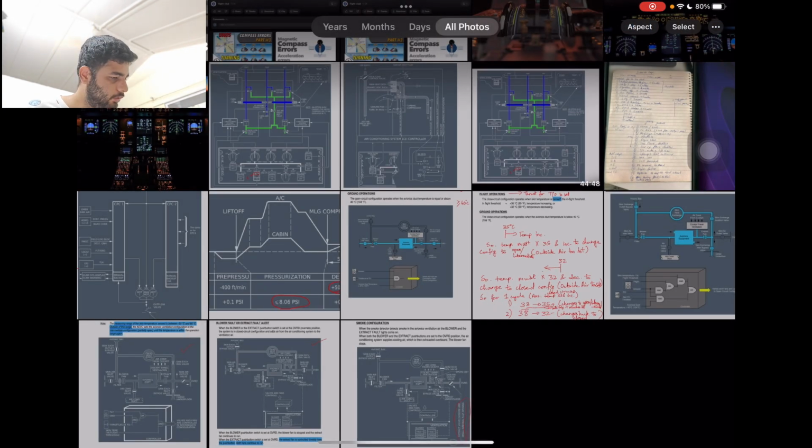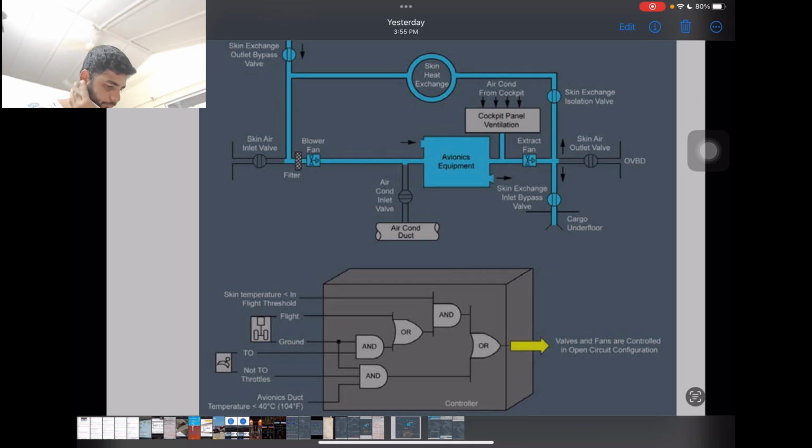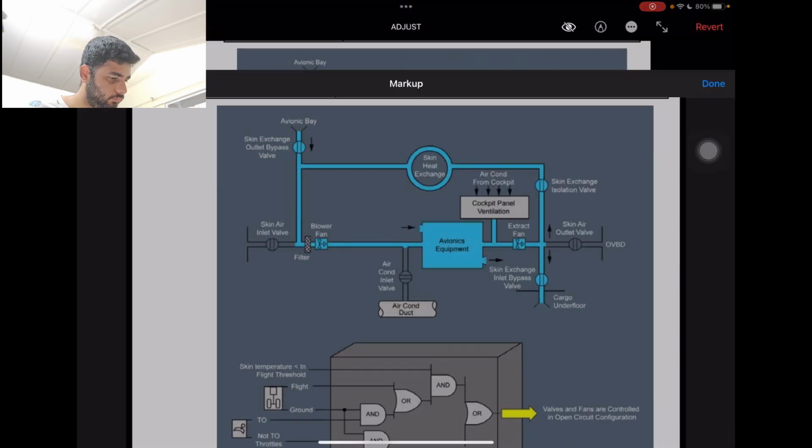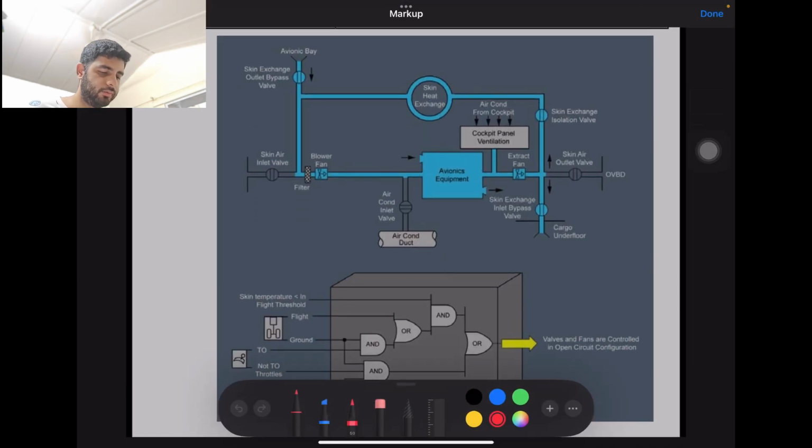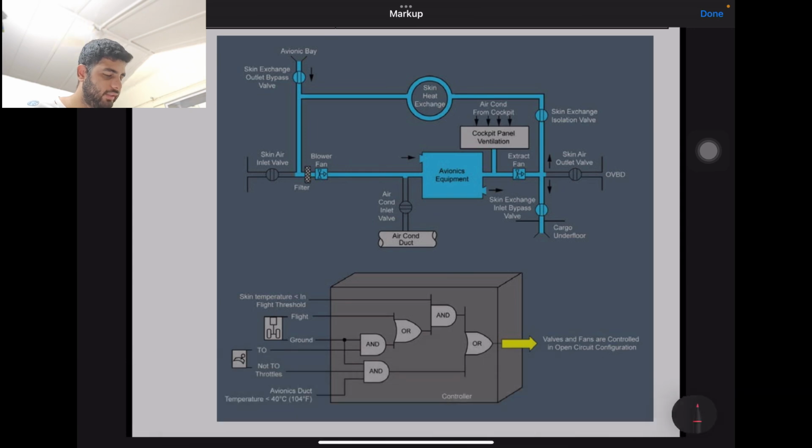Let's get here. So this is a closed circuit. Now let's see the closed circuit configuration. It's again straightforward. We'll talk about the intermediate later because it's a mix between both of these.